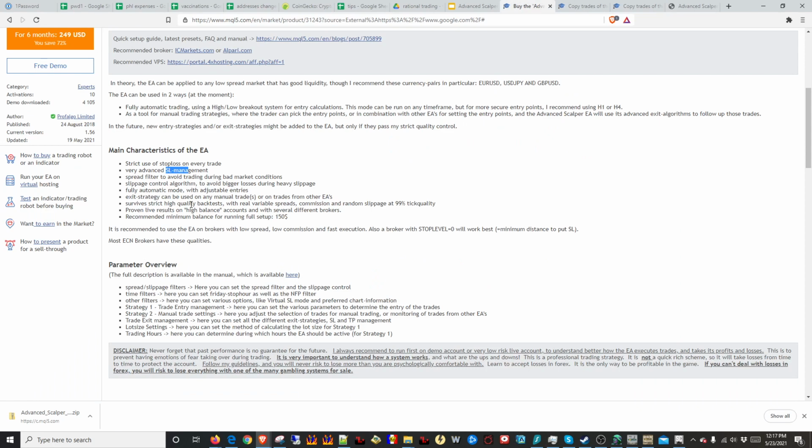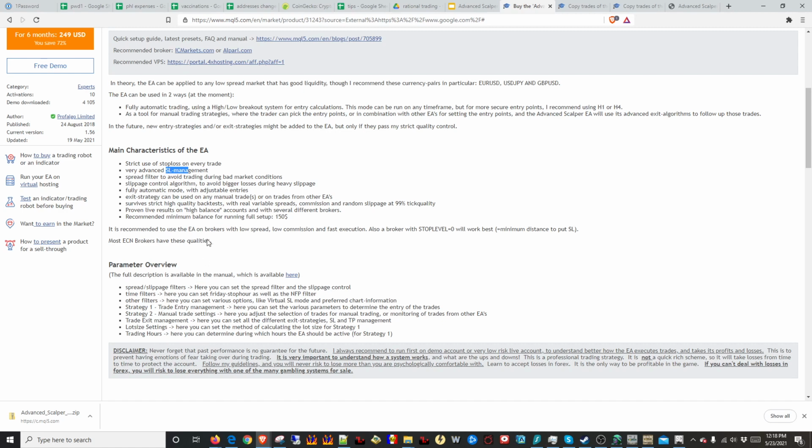It survives strict high-quality back tests. Exit strategy can be used on manual trades or trades from other EAs. Back tests with real variable spreads, commissions, random slippage, 99% tick quality. That's good. Proven live results on high balance with several different brokers, minimum 150. What else does he say here?